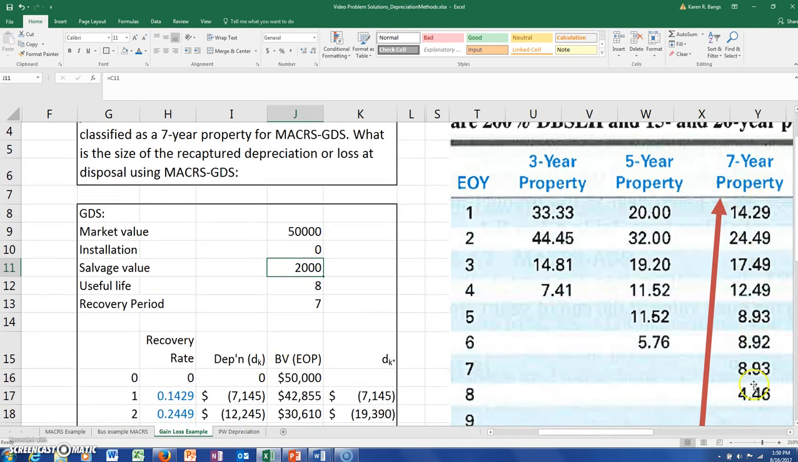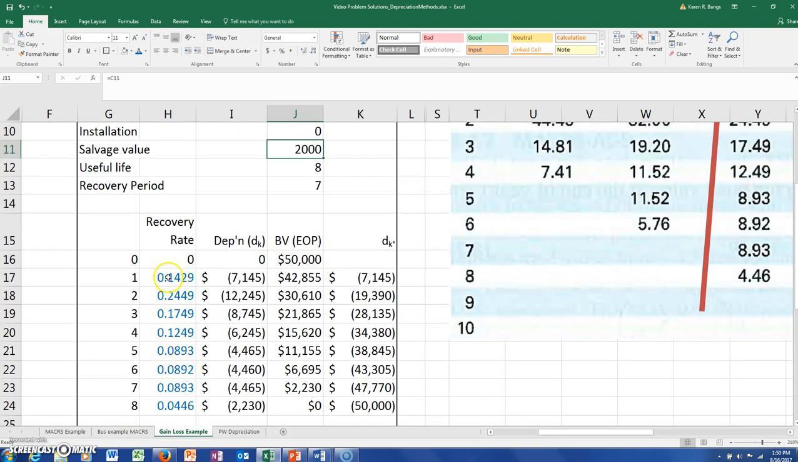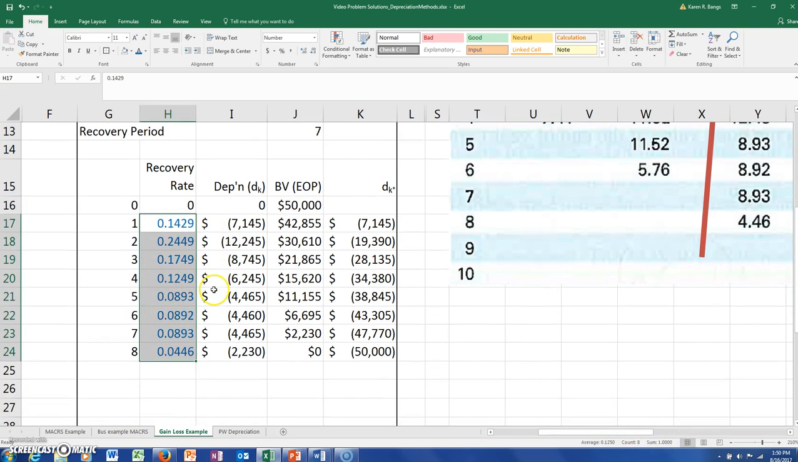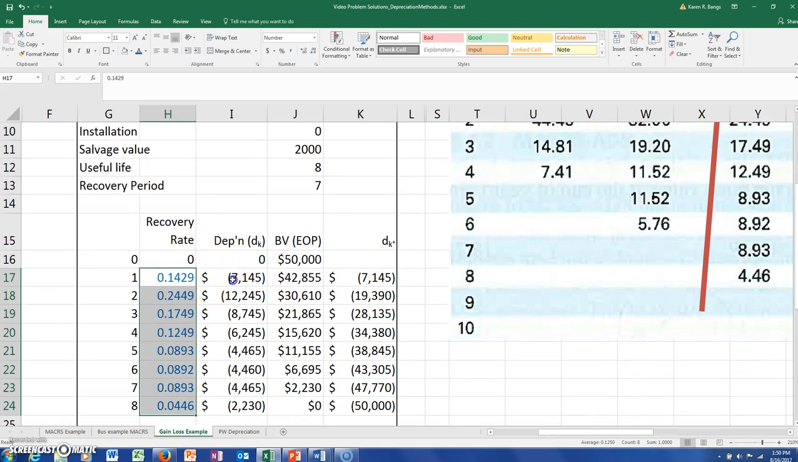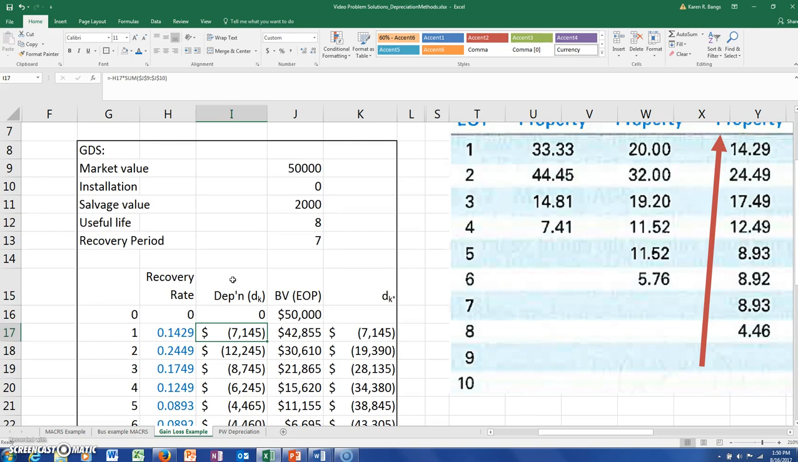So as I mentioned, we use the rates that are from the table, so they're shown here. And we know that those all add up to 100%, so we're going to be fully depreciated by the end of 8 years. And as we noted in the other videos, our depreciation for the year is the recovery rate times the total cost to put the machine in service, which in this case is $50,000. So 50,000 times 14.29% is 7,145. Then we have an ending book value of 50,000 minus the depreciation of 7,145, which is 42,875.